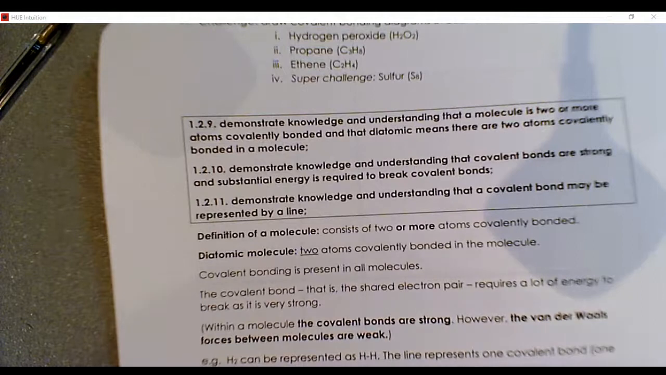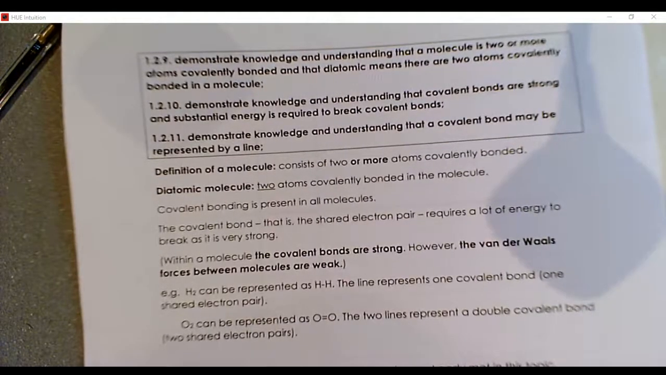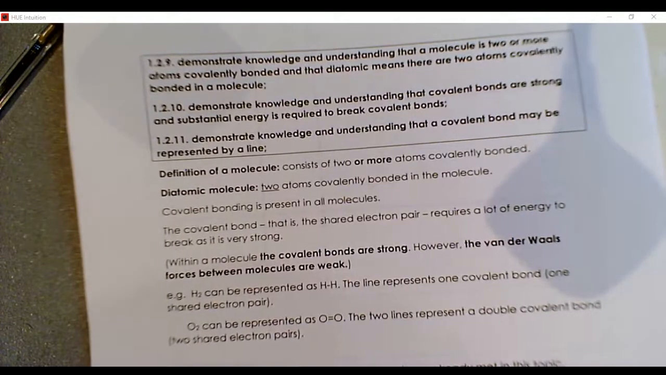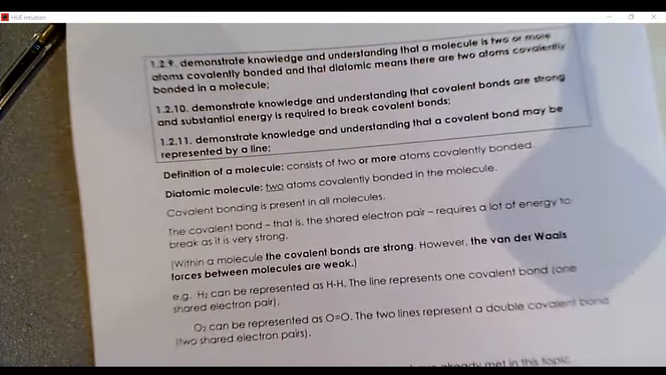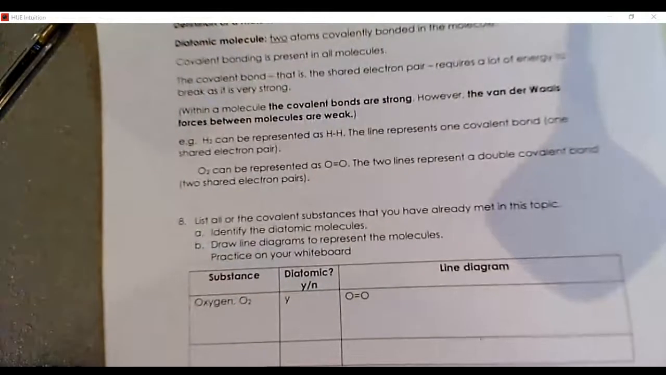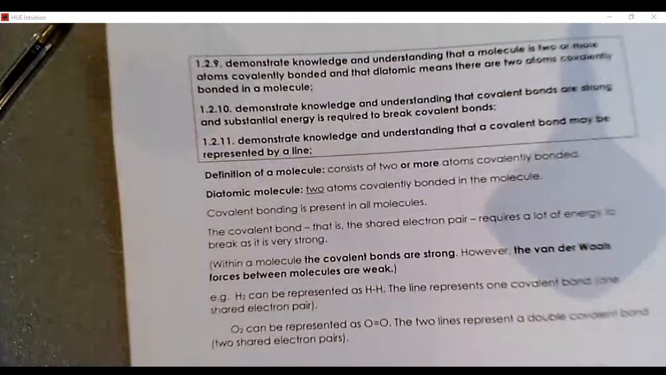their physical properties. And we're also going to learn about van der Waals forces, which are really important. They exist between molecules, okay, and they really are in control, if you like, or determine the physical properties. We're also going to look at how to draw line diagrams of covalent molecules, but we're going to start with some revision. So you need your whiteboard.